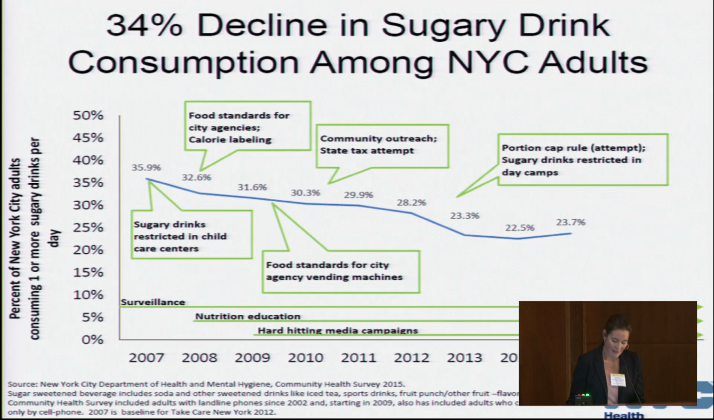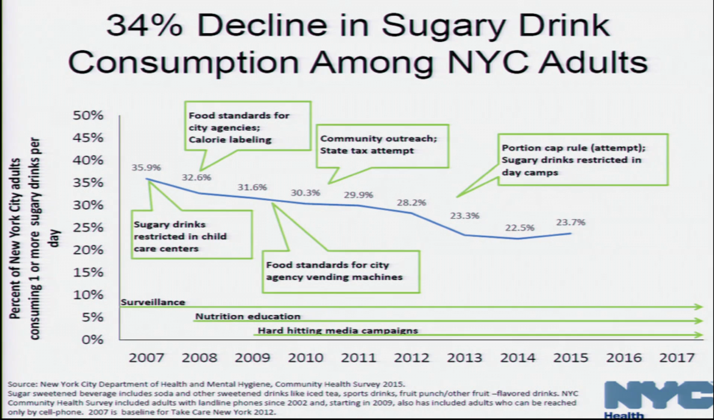So where does that leave us? Where have these efforts gotten us? This is showing trend data that we have in New York City, and it shows a 34% decline in consumption, and it highlights the various different initiatives that were implemented or attempted during this time. While this is observational and we cannot attribute these numbers to any specific policy or effort, we have been encouraged to see the numbers moving in the right direction.